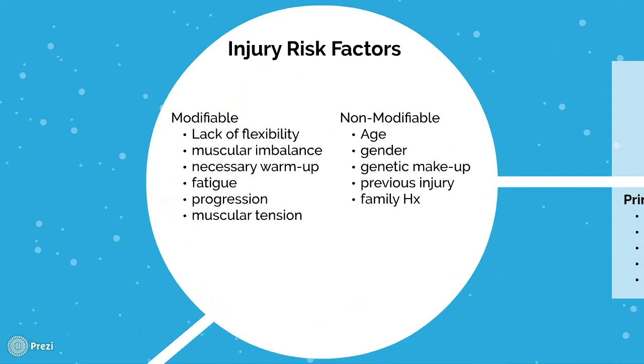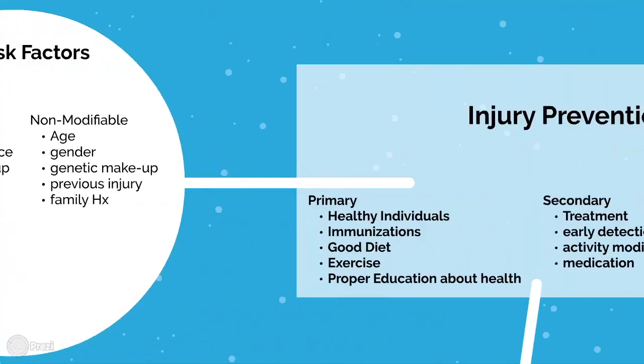So the injury risk factors for such a person, you could be looking at modifiable risk factors such as lack of flexibility, muscular imbalance, necessary warm-up. Maybe they're not actually doing their warm-up, or the warm-up needs to change. Maybe they're fatigued, so this kind of plays in progression. Maybe they didn't progress into the exercises that they needed to, which is causing them to fatigue. We end up with muscular tension. Non-modifiable types of things, we're looking at age, gender, of course, genetic makeup, previous injury, any type of familial history. Those are going to be all of our injury risk factors that we can't change.